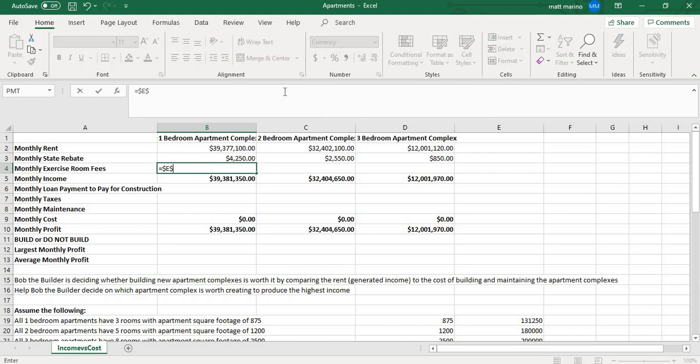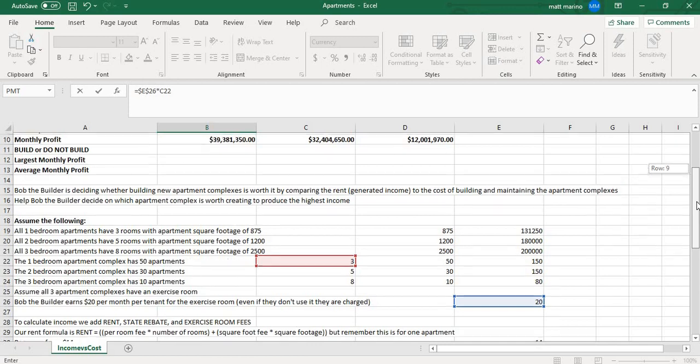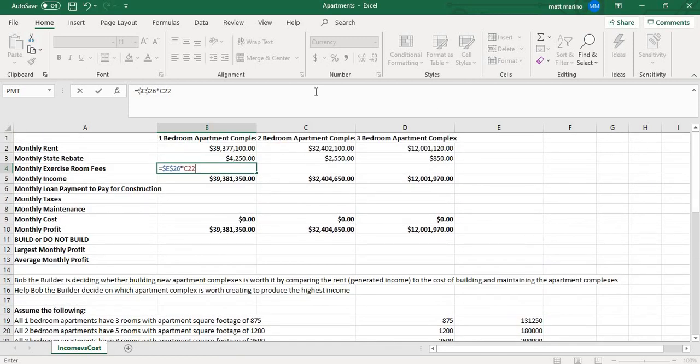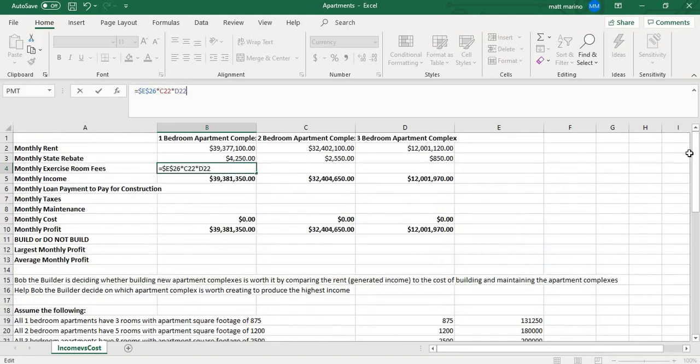So let's compute E26 as an absolute cell reference times C22, which you will see is our 3 rooms within our 1 bedroom, times D22, which is our 50. This assumption indicates that there is at least one person living in every room in these apartments.